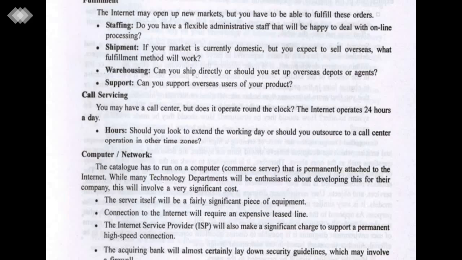Now next is the computer network. The catalog has to be run on a computer that is permanently attached to the internet. While many technology departments will be enthusiastic about developing this for their company, it will involve a very significant cost, as the server itself will be a fairly significant piece of equipment.